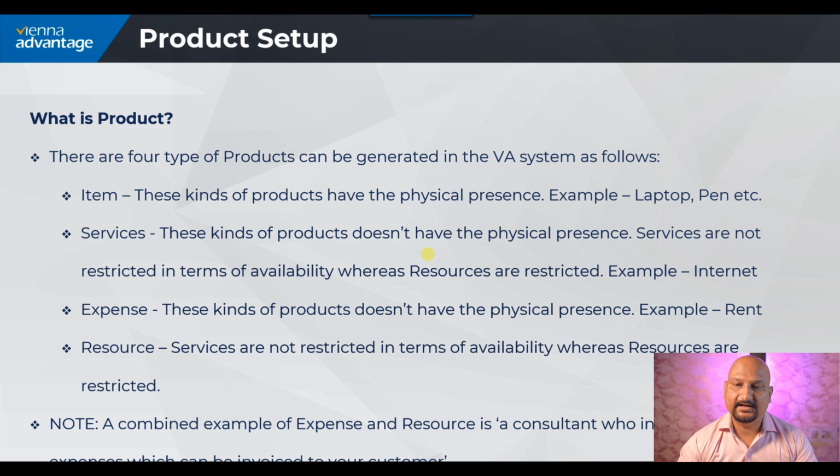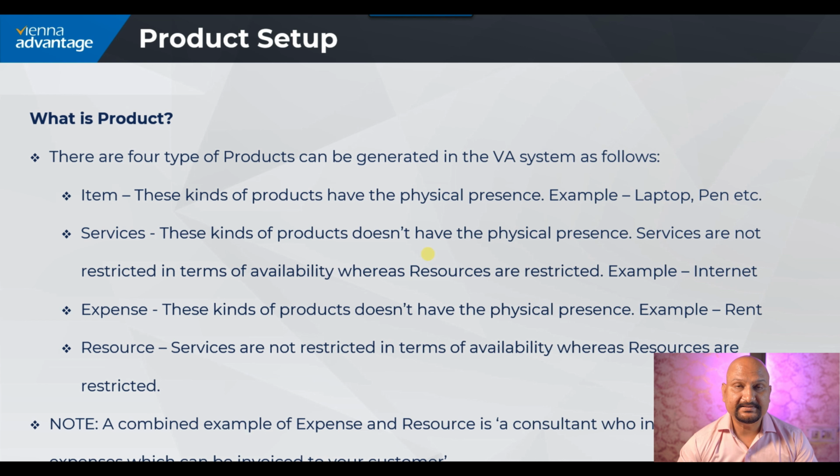So the items are the products that have a physical presence. The examples are laptop, pen, washing machine, AC. All these are referred to as item type products. While there are the services, these kind of products don't exist physically. However, these are not restricted in terms of availability, whereas resources are restricted. Examples are internet service, telephone service, electricity service.